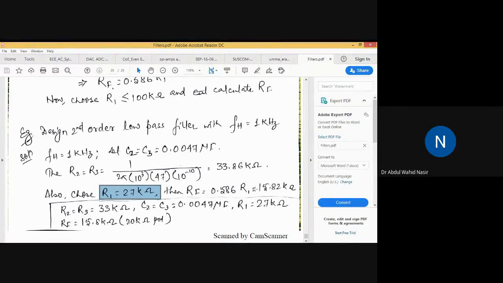Now we have all the element values. R2 is equal to R3 is equal to 33 kilo ohm, C2 is equal to C3 is equal to 0.0047 microfarad, R1 is equal to 27 kilo ohm, and RF is equal to 15.8 kilo ohm. If you choose these values, you will end up with a second order low pass filter having a cutoff frequency of 1 kilohertz. Any doubt? Any doubt?